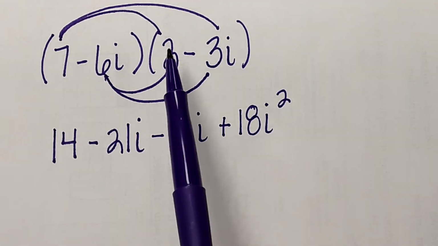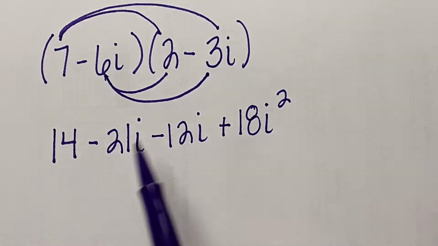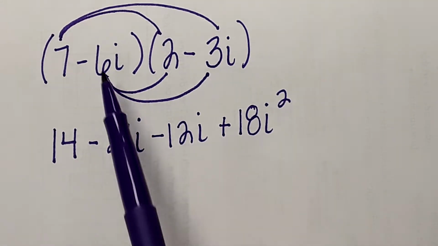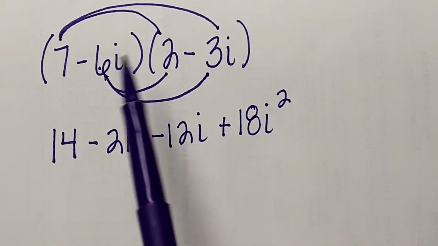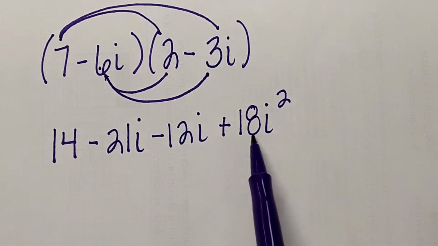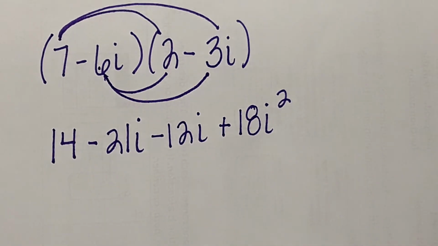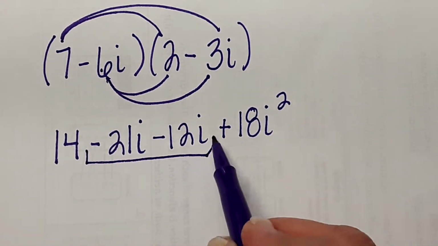Okay, so 7 times 2 was 14. 7 times negative 3i was negative 21i. Negative 6i times 2 is negative 12i. Negative 6i times negative 3i is positive 18i squared. You can combine these two together.